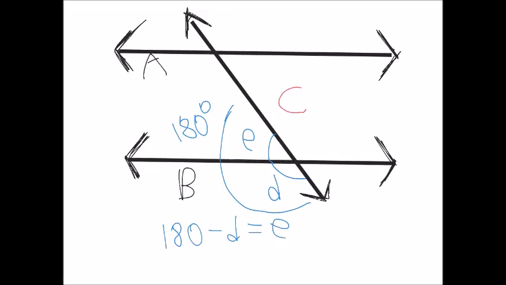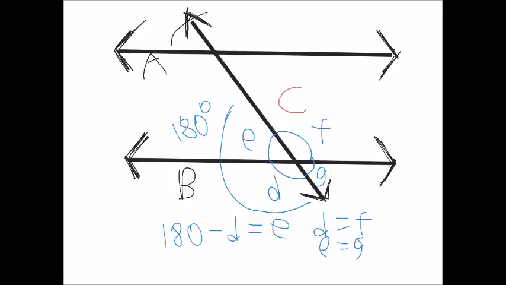We can also figure out angle F because it is opposite to angle D, and opposite angles are equal. So D equals F. Using the same principle, we can figure out angle G. E equals G because they're opposite. So now we figure out all the angles in this intersection, so we don't have to do it the long way.